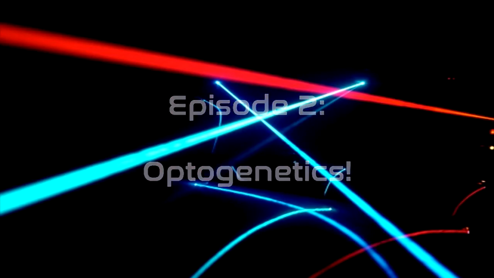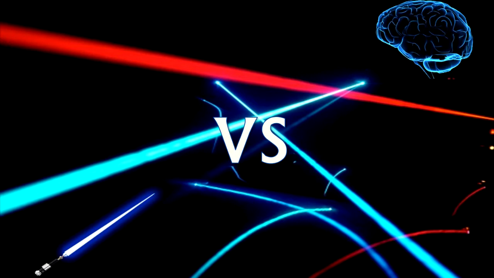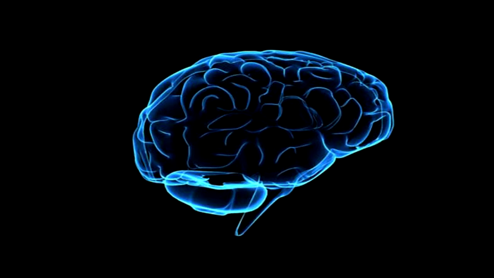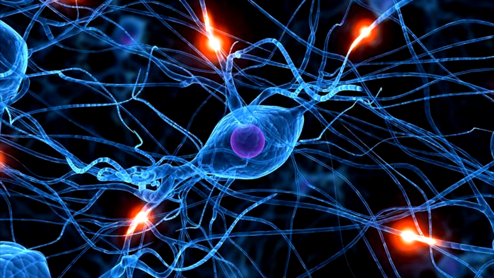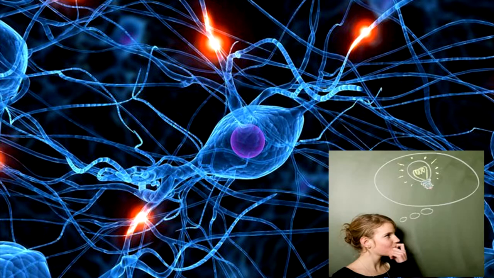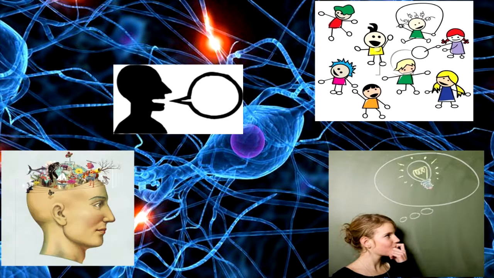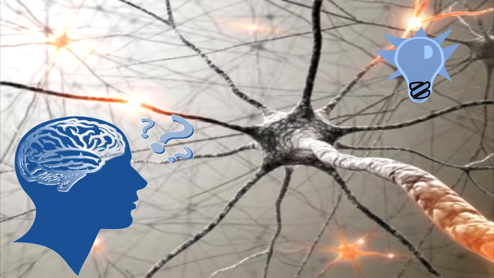Today we are going to look at how you can control the mind with lasers. Optogenetics is a neuroscience technique in which you can manipulate neurons, a type of brain cell, with light. Neurons communicate with each other via electrochemical impulses, and this communication allows us to learn, remember, speak, move, and in general, think. But how can we manipulate neurons with light?